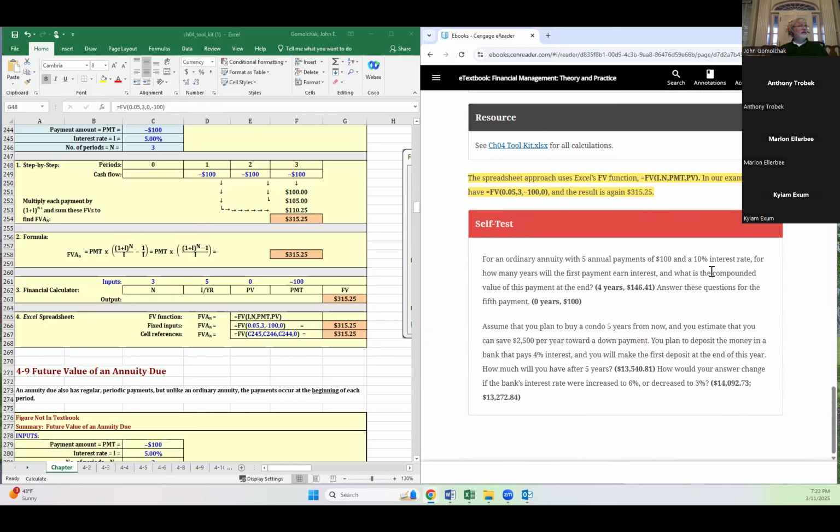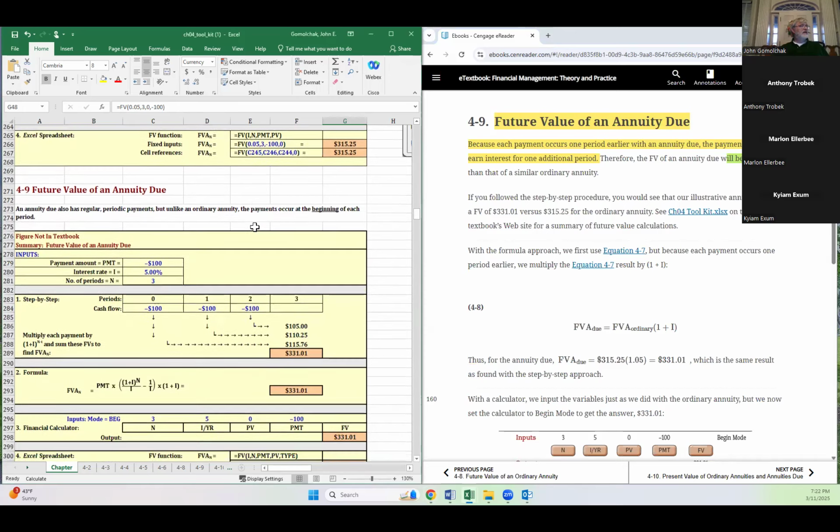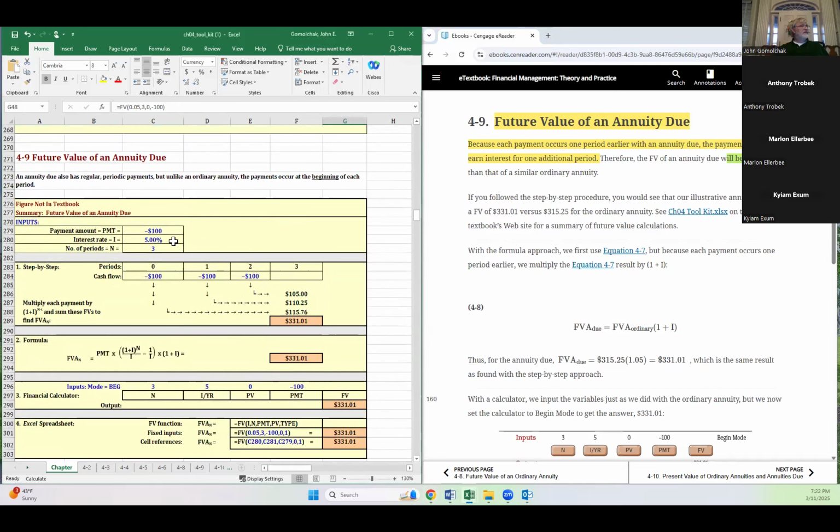All right, moving right along. All right, future value of an annuity due. So that becomes this here. So we see the difference here is that we're going to have 3 payments of $100 each, but it's an annuity due, meaning you get the first payment at 0.0.